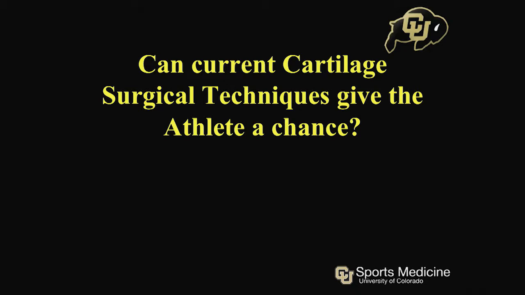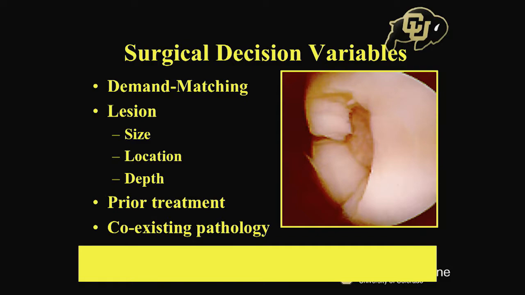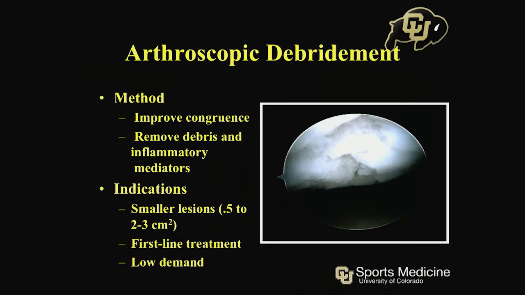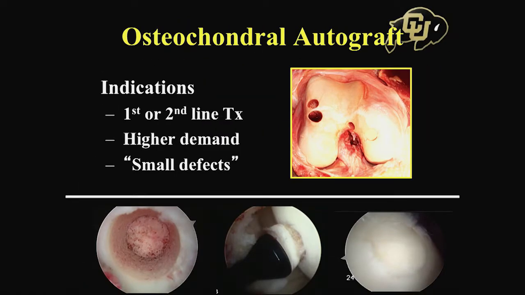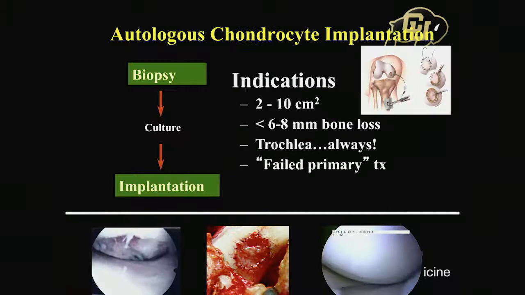The question is, can current cartilage surgical techniques give the athlete a chance? Certainly we have to look at the lesions and look at the different options, because there's a lot of different ways to look at this. There's arthroscopic debridement. There's microfracture. There's different options such as osteochondral autografts that may restore the surface, but how durable are they? Looking at osteochondral allografts, and then even other options that may be available for the athlete.